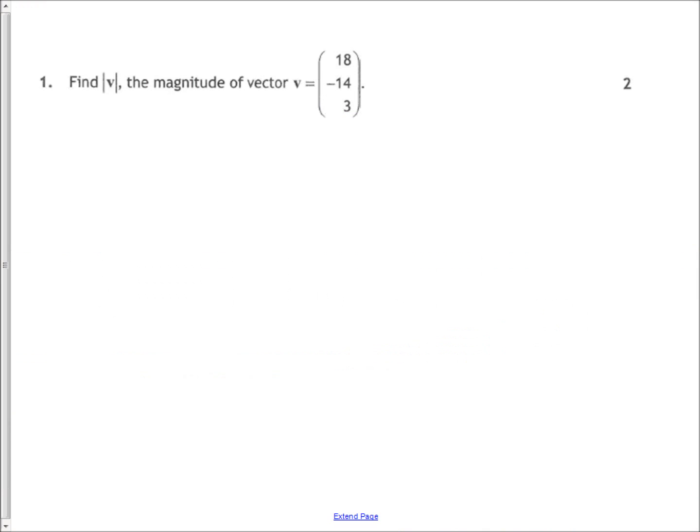Okay, so question 1, nice and straightforward. Find the magnitude of a vector. You've got your 3 components, so dead easy. Square them, add them together, square root it. You've got your calculator, so that should be no bother.